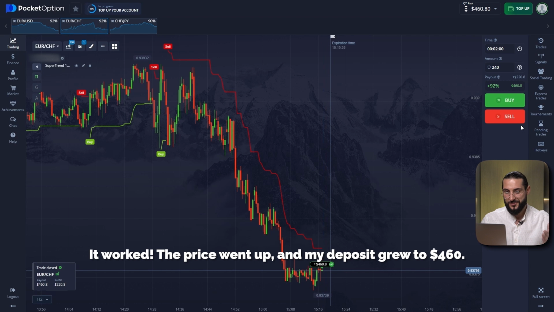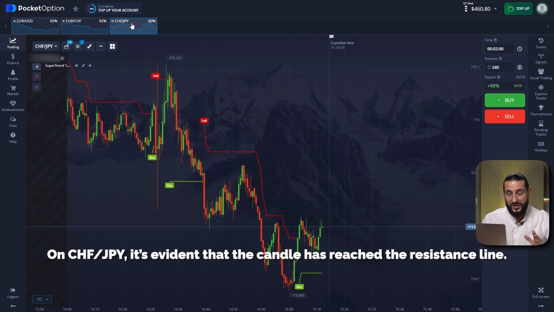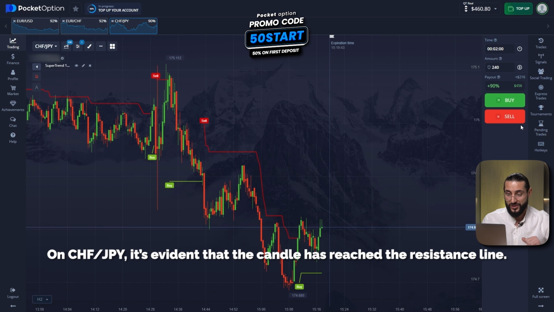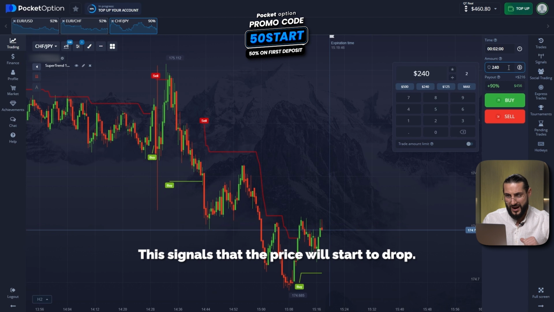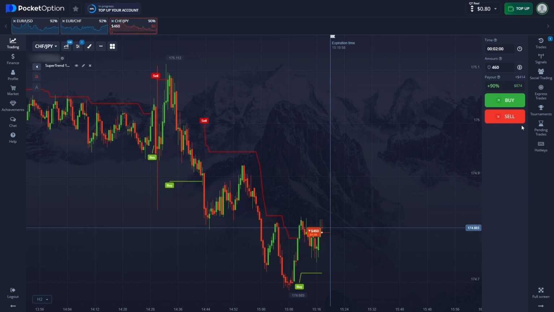It worked. The price went up and my deposit grew to $460. On CHF/JPY, it's evident that the candle has reached the resistance line. This signals that the price will start to drop. I'm investing $460 on a sell trade.